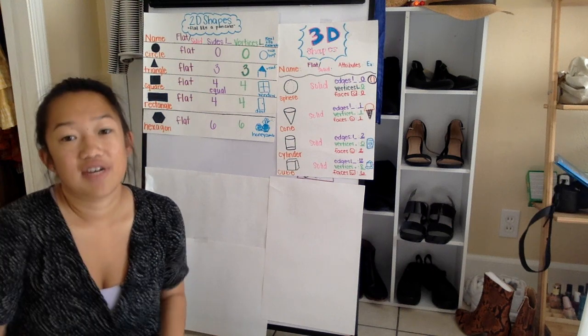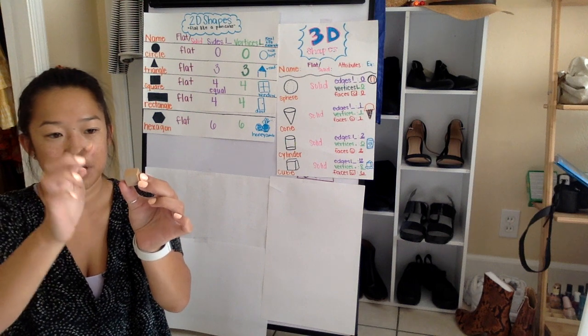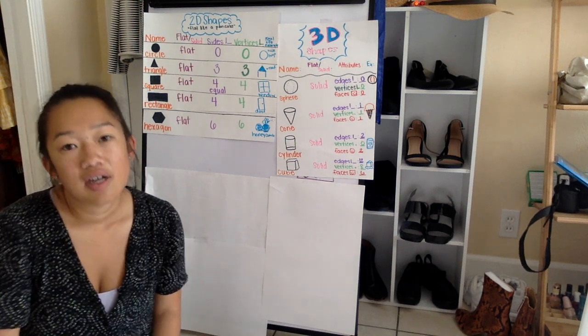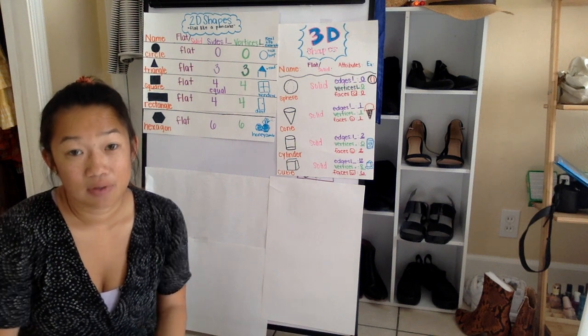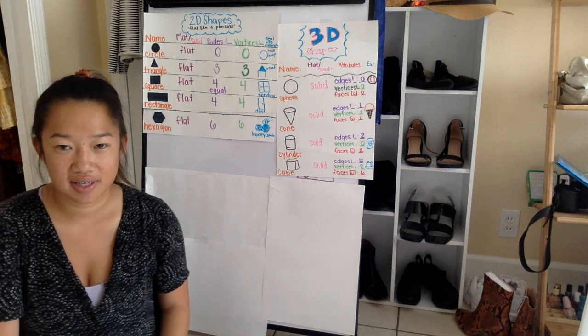All right, now we're going to count the vertices, the points. Count with me, ready? 1, 2, 3, 4, 5, 6, 7, 8. A cube has 8. What are these called? Vertices. Great listening, boys and girls.